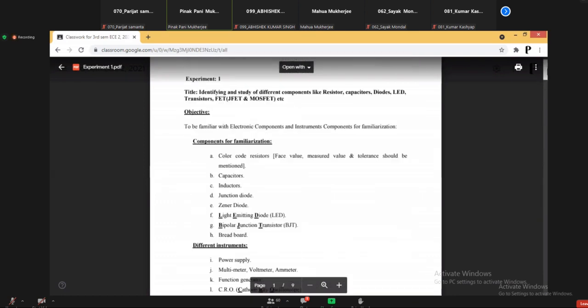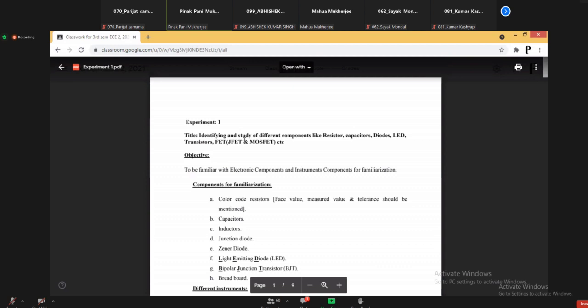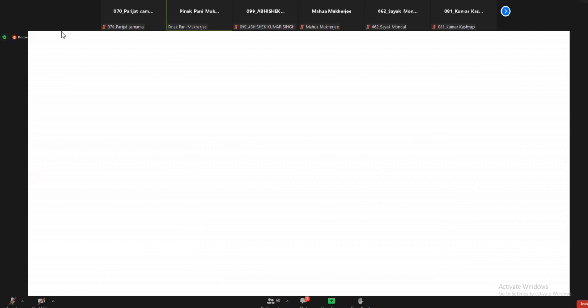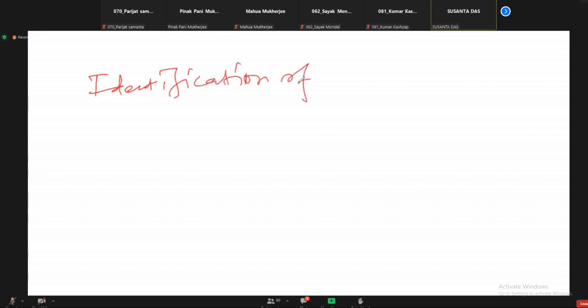Okay, so first thing is that identifying the different components. Now this is the white screen, whiteboard. I think it is visible to you. And what we are doing at the first day, that is the identification of various components.